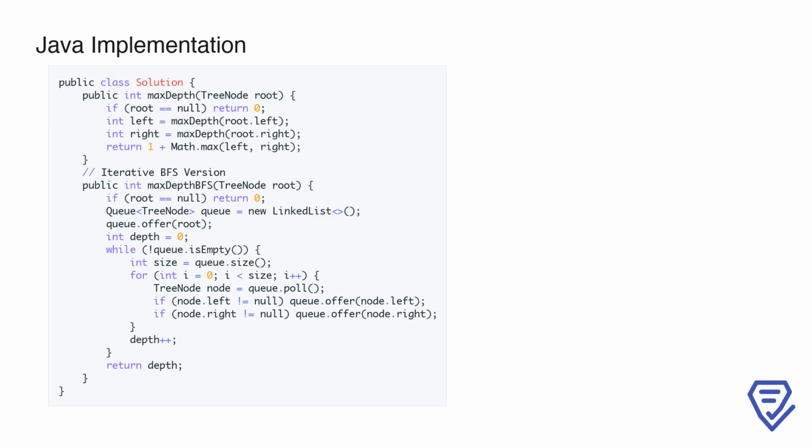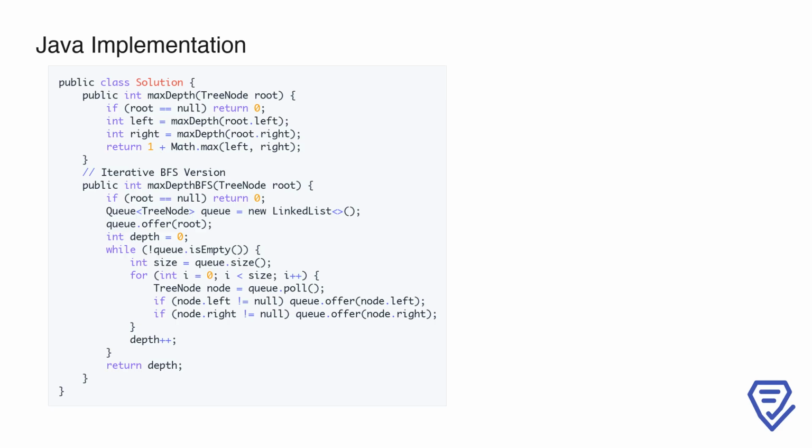This is the Java implementation for LeetCode problem number 104. The recursive method closely follows the logic of the Python version, using the base case where the root is null to return 0. It then computes the maximum depth of both the left and right subtrees, adding 1 for the current root. The iterative BFS version uses a queue implemented with Java's linked list, processes each level, and increments the depth after handling all nodes at the current level.